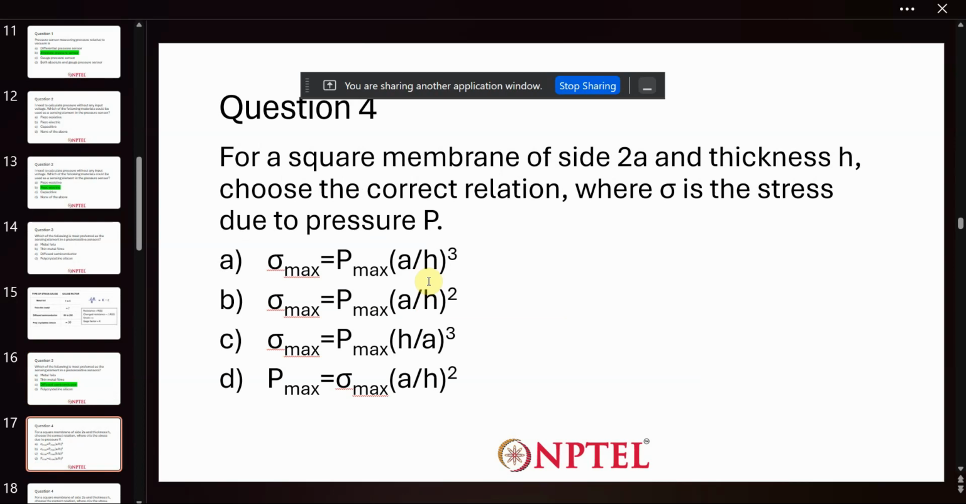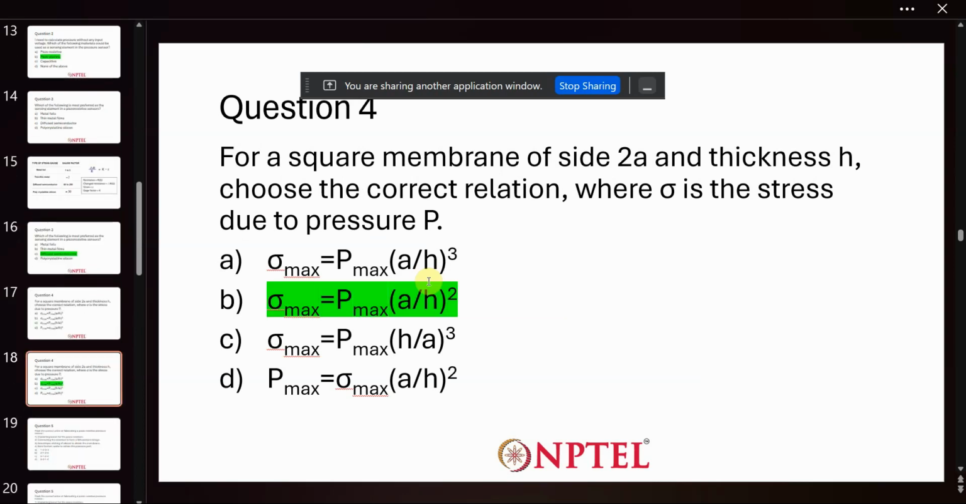There is a square membrane of side 2a and thickness h. Choose the correct relation where sigma is the stress due to pressure P. So the answer is B. Sigma max is equal to P max times (a by h) the whole squared.